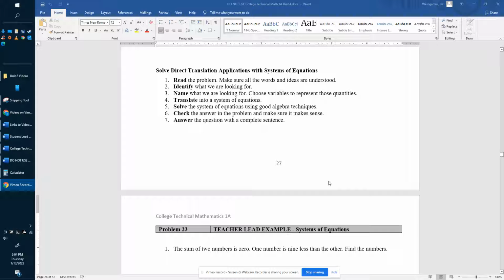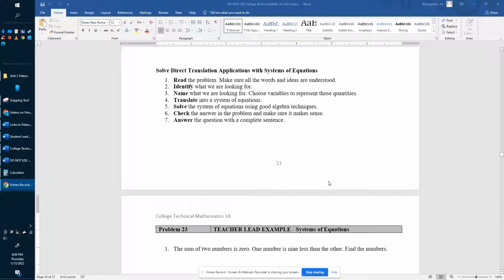Make sure you read the problem carefully. Make sure you understand everything that's in there. If there's anything that you don't understand, don't be afraid to Google it or ask somebody for help. Google is your friend.